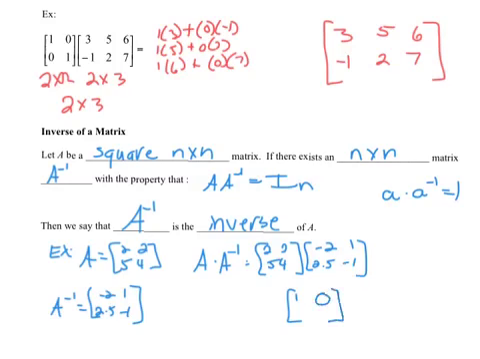Now let's try the next row. 5 times negative 2 is negative 10. 4 times 2.5 is positive 10. Negative 10 and positive 10, so that should be 0. And then finally 5 times 1 is 5. 4 times negative 1 is negative 4, so you get 1 back again. So this is what happens when you multiply a matrix by its inverse. You get the identity matrix back again.